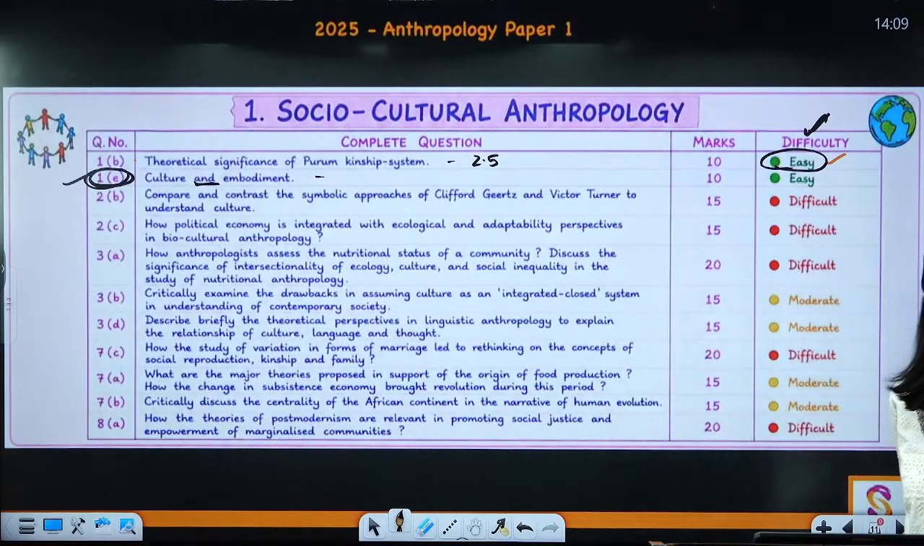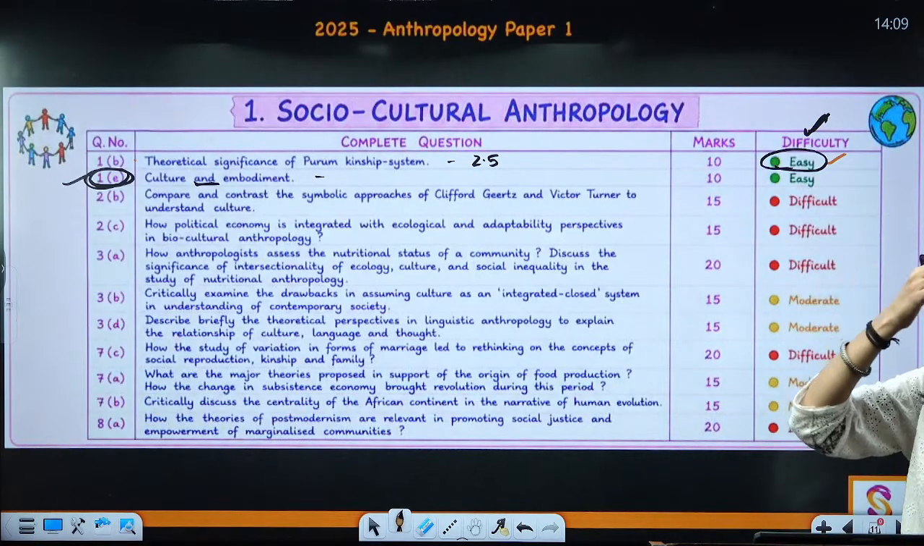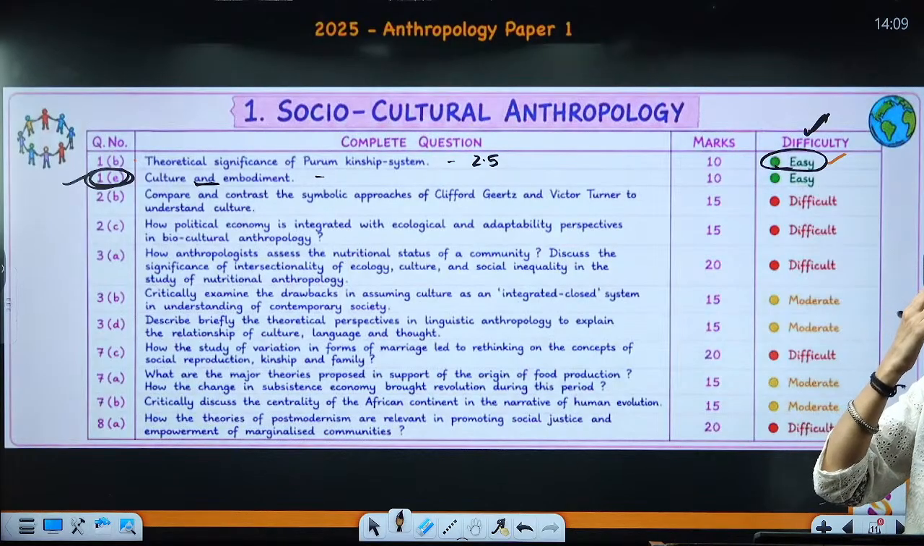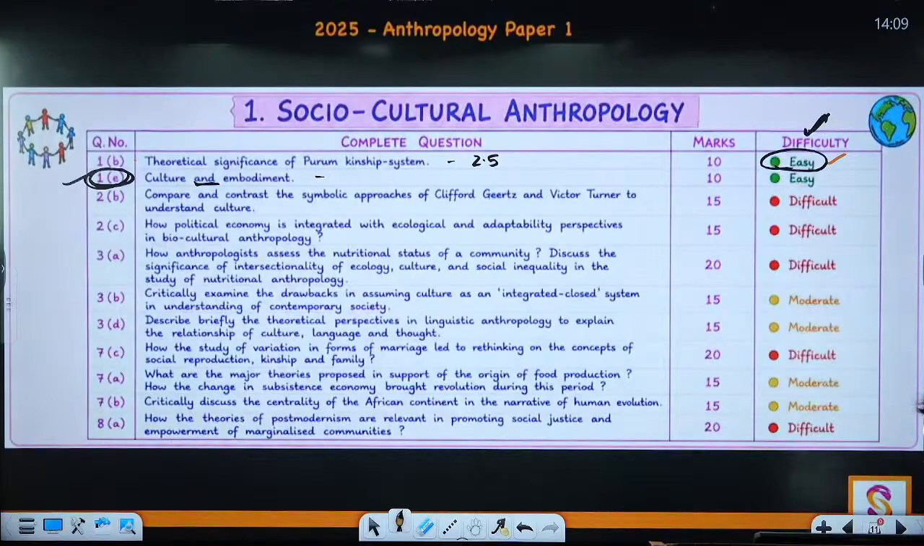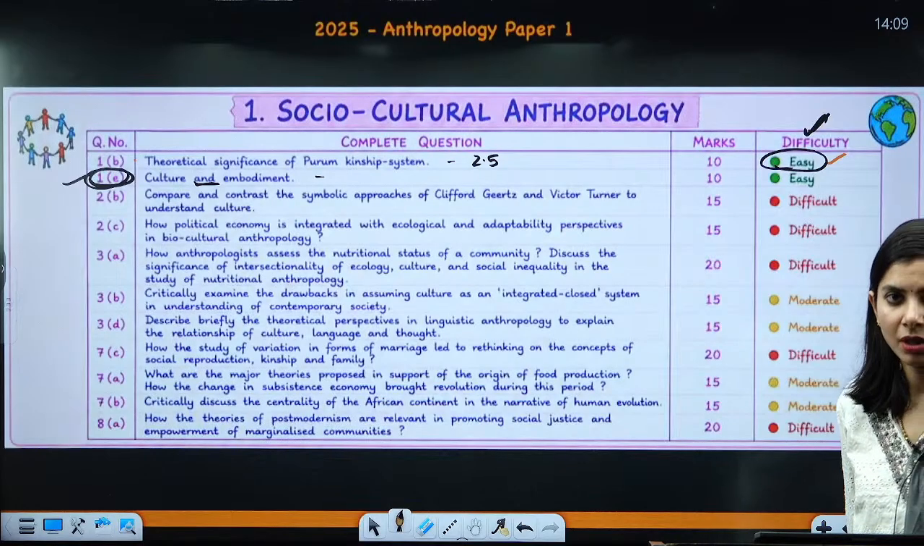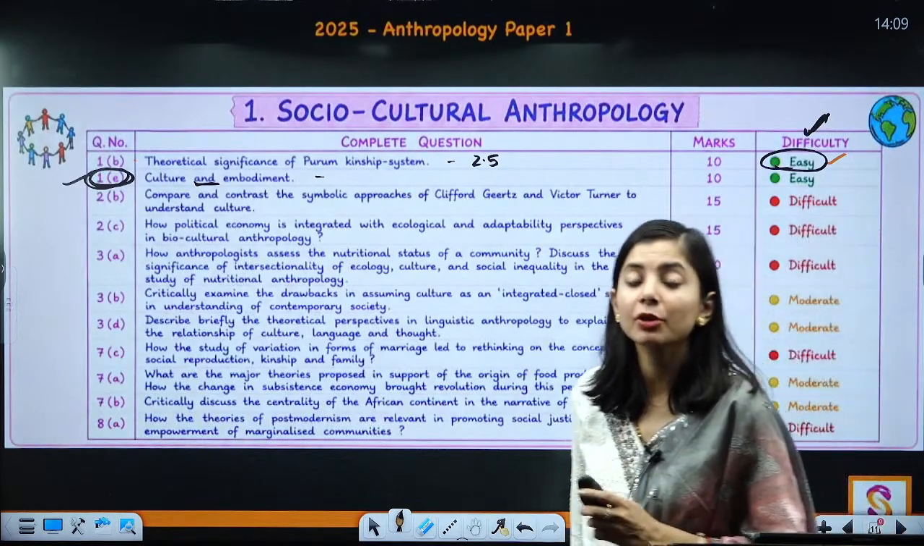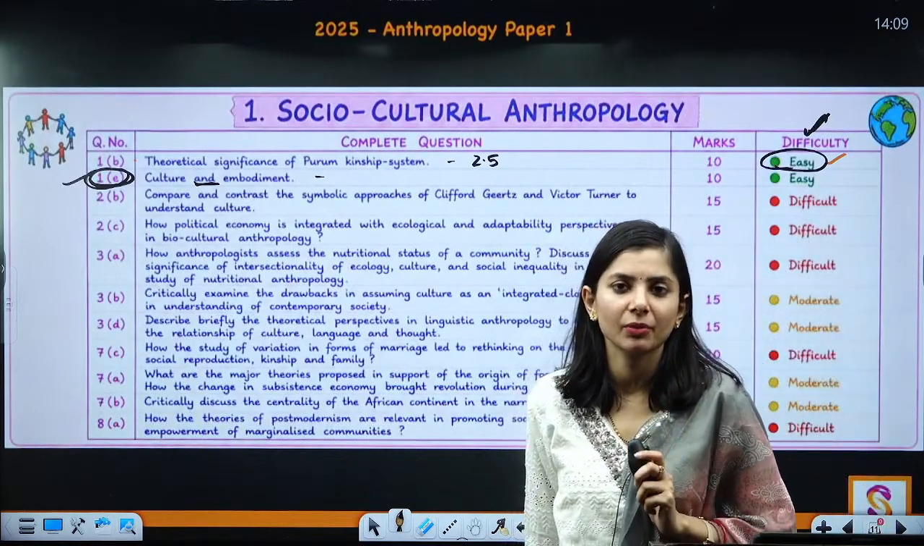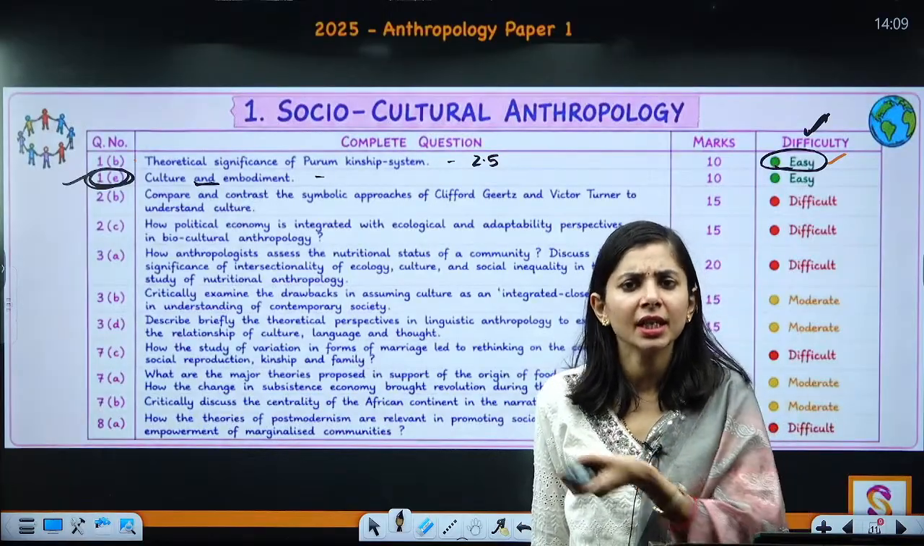Tell me, is it a versus question or a belongs-to question? So what should be your approach for the same? It's basically a belongs-to question, and in a belongs-to question you are not supposed to write the differences, but you are supposed to write the relationship between them. So how the culture and embodiment.